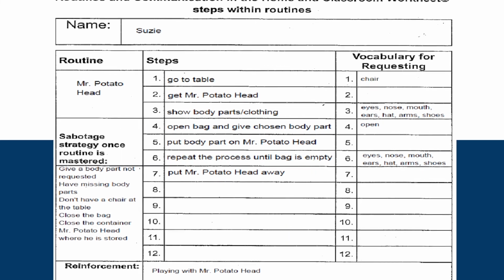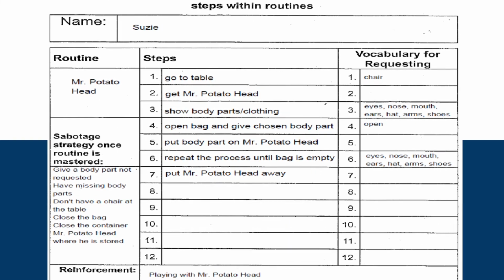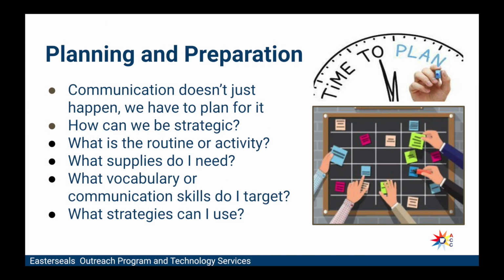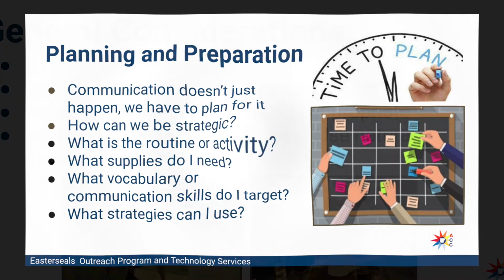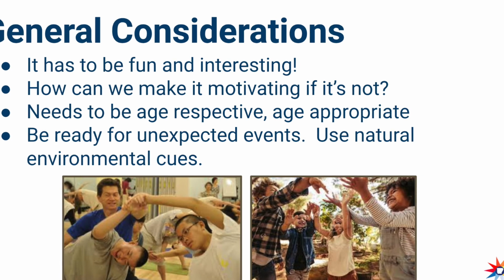We have to ask, what routine or activity am I going to use with this student? Know what supplies you need and gather them together near to where the activity will take place or in your apron pocket. Determine what vocabulary or communication skills to target is the next step. Some of that will come from your lesson plan or the curriculum you are using. Others will be specific to this student. Remember the 4 strategies we talked about. Decide how and who will use those in the activity or routine.